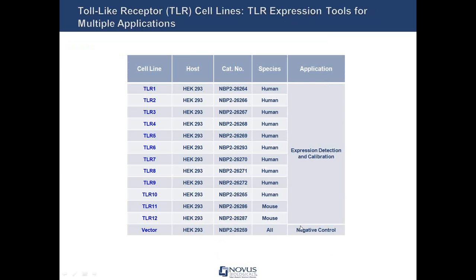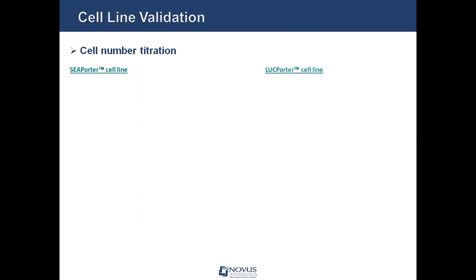We also have toll-like receptor stable cell lines. We cover all mammalian toll-like receptors. And you can use these cell lines for TLR expression detection and calibration purposes or other multiple applications.